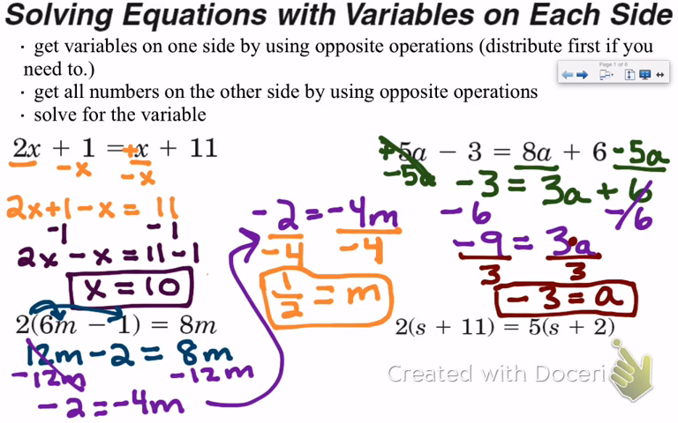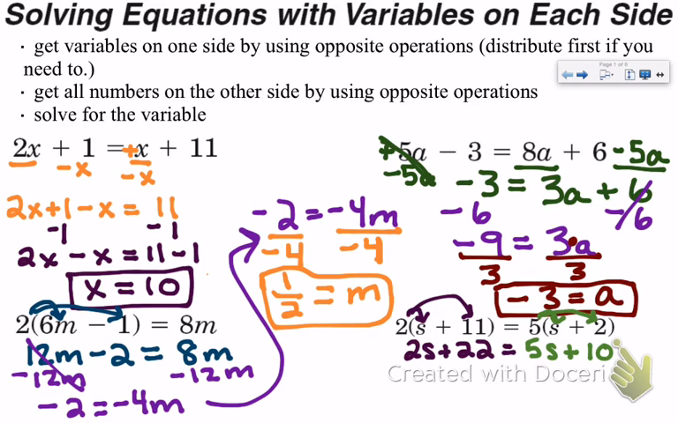The last example is super fun. We get to distribute twice. So let's go ahead and do it. 2 times s is 2s. 2 times 11 is positive 22. And then the other side, let's go ahead and distribute. 5 times s is 5s. And 5 times 2 is 10.